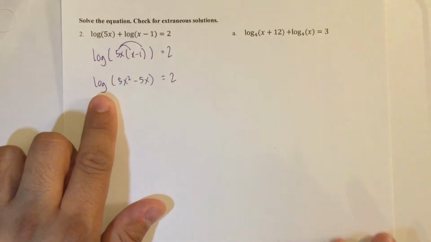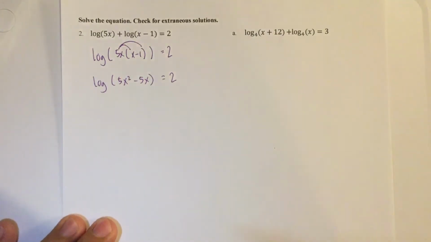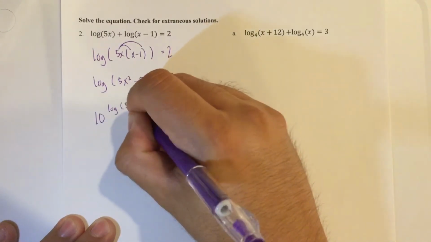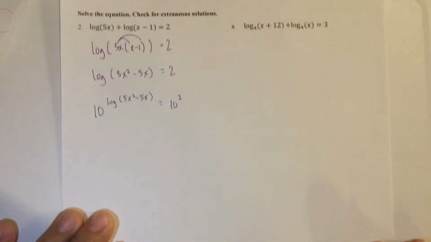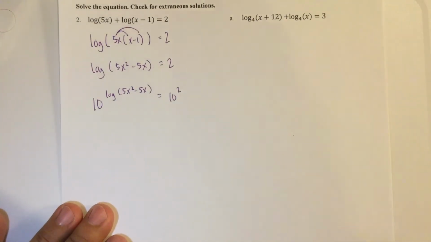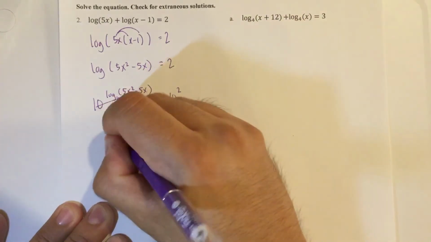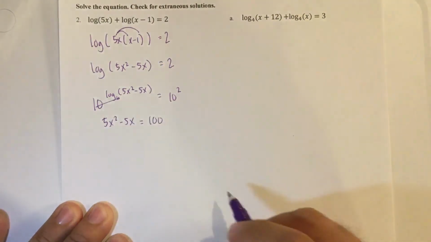Now, when there is no base, that's called a common logarithm. So we understand the base is 10. So we're going to do a base 10 on both sides. From here, we can cross these out because the base is 10. So we have 5x squared minus 5x equals 10 squared, which is 100.